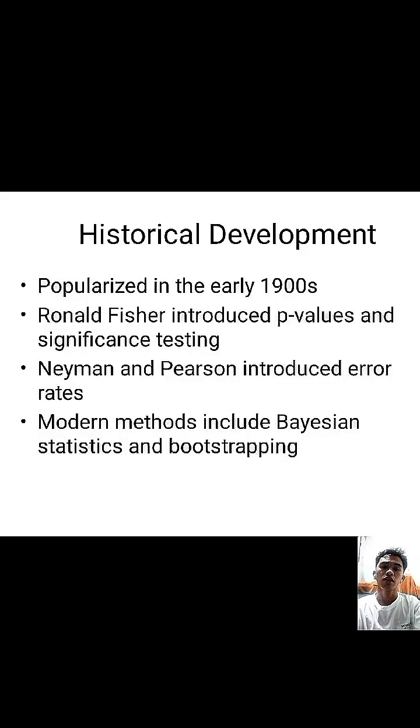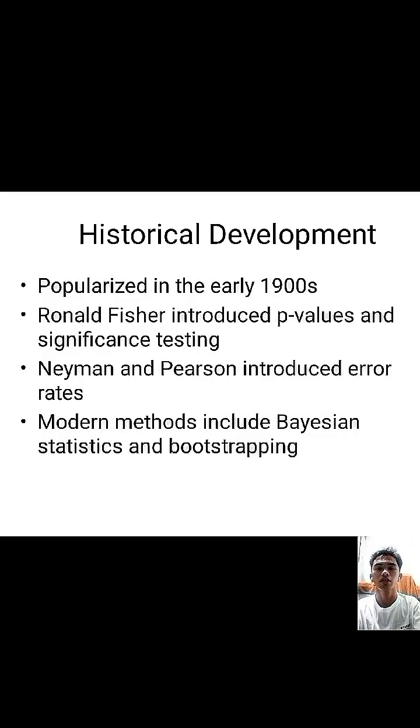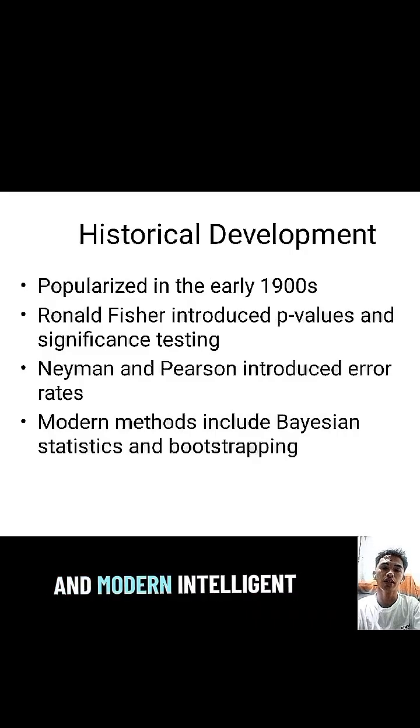Next is historical development. Hypothesis testing became popular in the early 1900s because of statisticians such as Ronald Fisher and Jerzy Neyman. Fisher introduced ideas like significance testing and p-values, while Neyman and Pearson developed decision-making methods using error rates. Over time, new methods such as Bayesian statistics and bootstrapping were introduced. These methods make hypothesis testing more flexible and useful for complex data and modern intelligent systems.